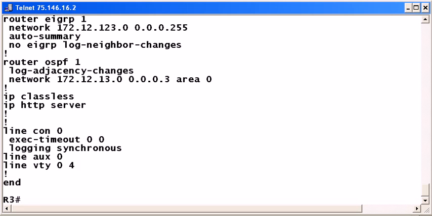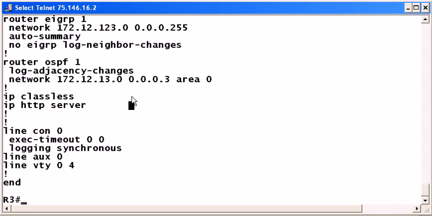I also have EIGRP running, and let's keep in mind that with EIGRP that number represents an autonomous system, where here in OSPF this number represents a process number. So the configuration looks similar, but those numbers next to the protocol names don't indicate the same thing.